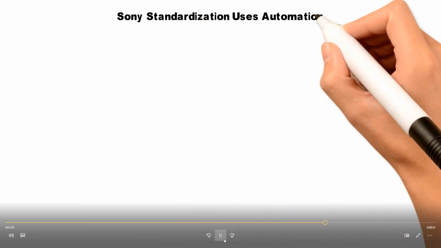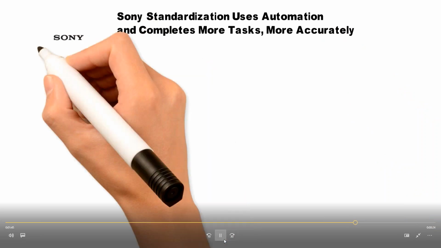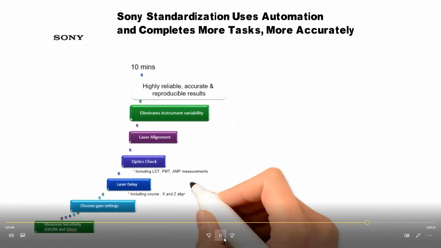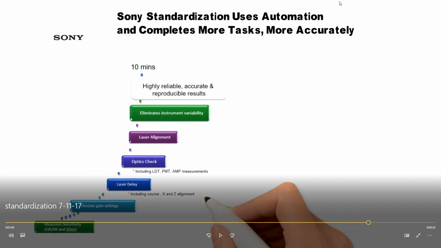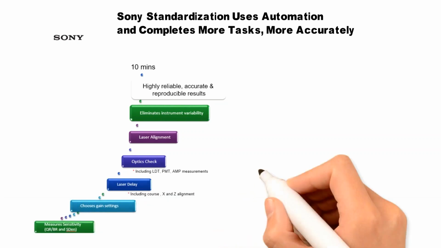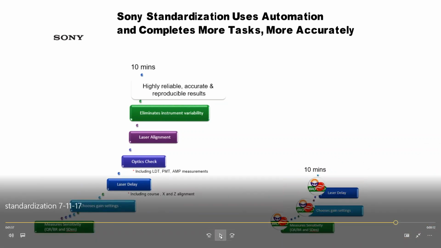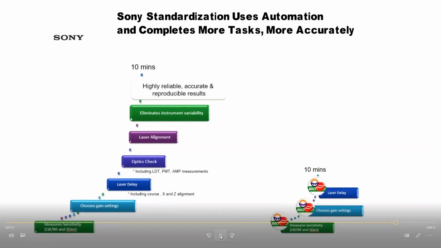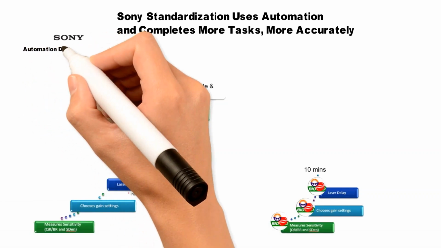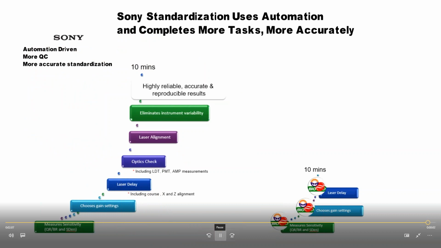So if we look a little bit to see, the standardization uses its automation and it completes more tasks more accurately. How does it do that? Well, let me show you. If we look at our instruments and spectral analyzers, what you'll see is that within 10 minutes, we're measuring the sensitivity. We are choosing the gain settings, the laser delays, optic checks, and laser alignment, where our competitor is only doing 3 of these multiple things that we're doing on our instrument. Plus, we're taking it a step further. So our standardization is automated, we're giving you more QC, and it's a more accurate standardized form.